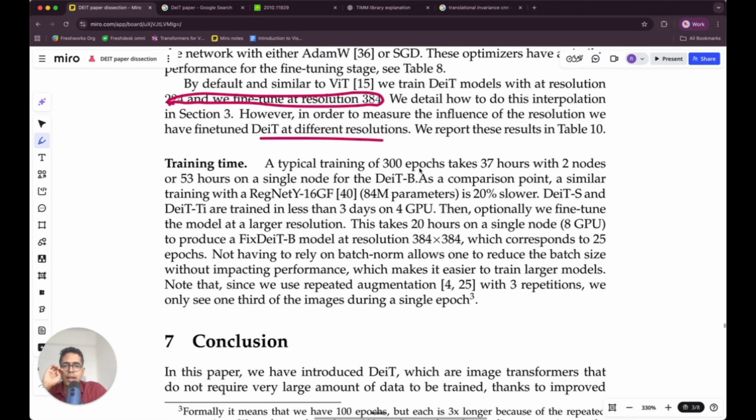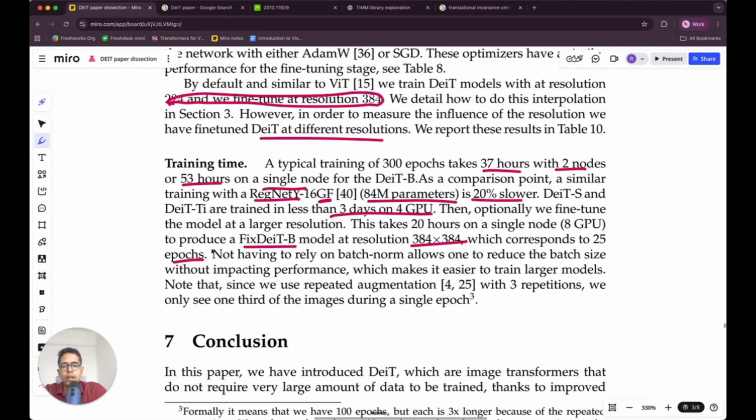Training time. A typical training of 300 epochs takes 37 hours with 2 nodes or 53 hours with a single node. As a comparison point, a similar training with this RegNet, 16 gigaflops, 84 million parameters, is 20% slower. DeiT-S and Tiny are trained in less than 3 days on 4 GPUs. Then optionally, we fine-tune the model at a higher resolution. This takes 20 hours on a single node with 8 GPUs to produce a fine-tuned DeiT-B model at resolution 384 by 384, which corresponds to 25 epochs. Not having to rely on batch norm allows one to reduce the batch size without impacting performance, which makes it easier to train larger models.